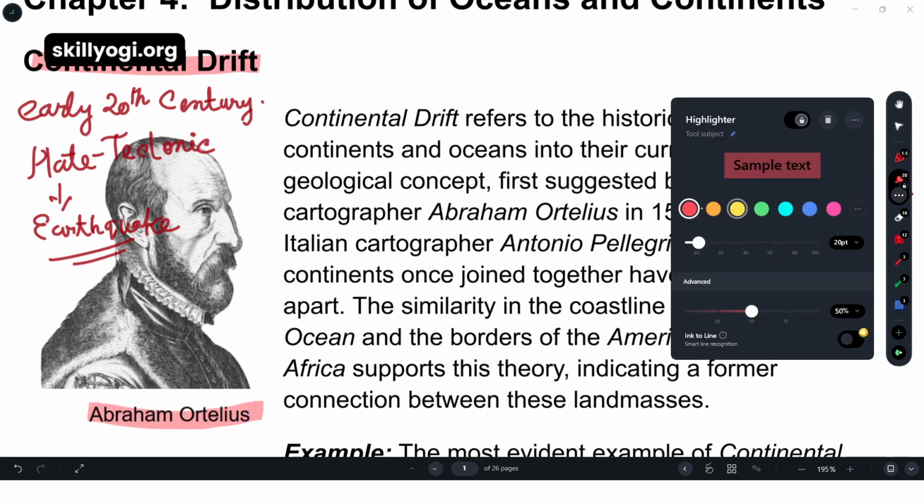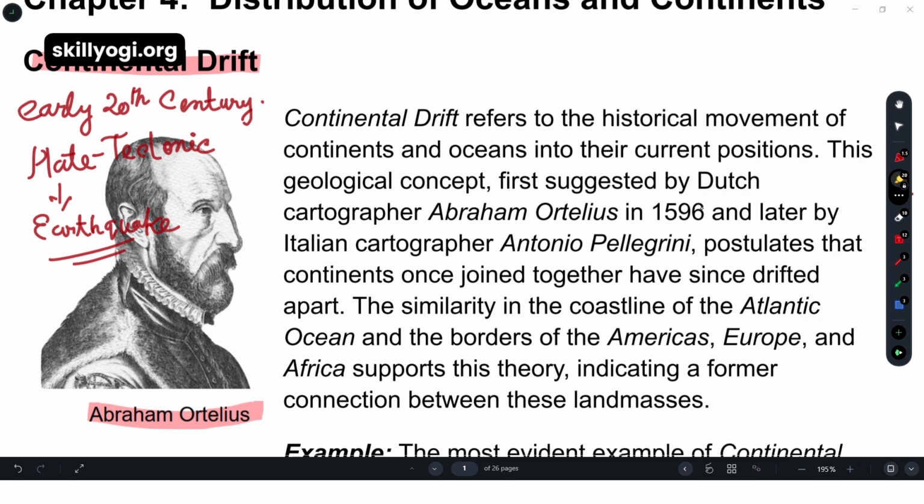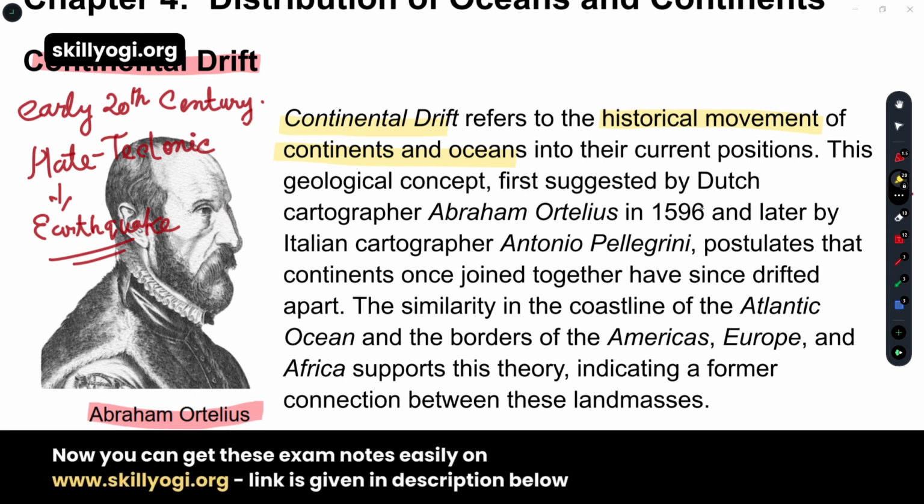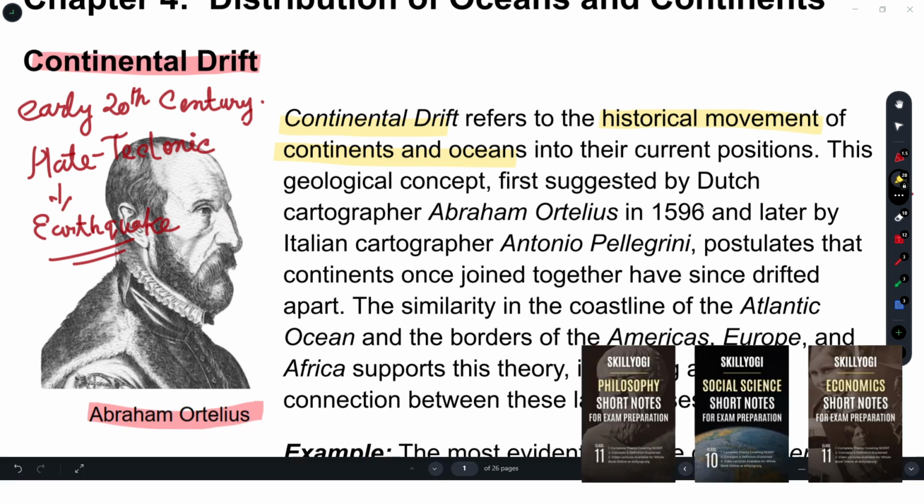So what is written over there? Let's check. Continental drift refers to the historical movement of the continents and oceans. Have you ever heard that continents and oceans are movable bodies? No, we have not heard, but it is written. It's a historical movement and the hypothesis through which we can understand the movements of the continents and the oceans into their current positions.